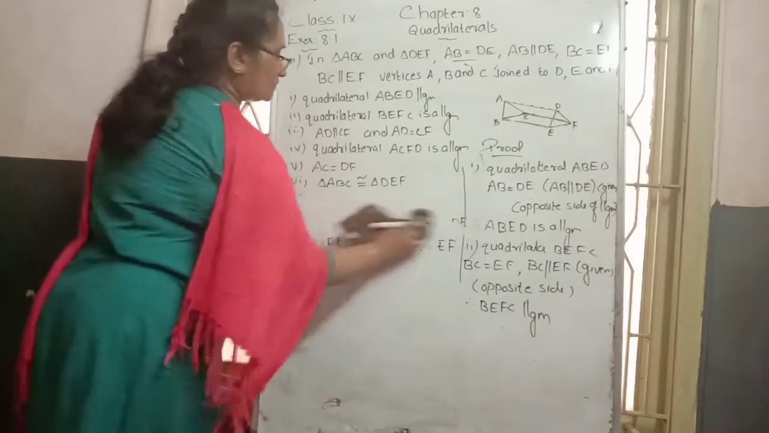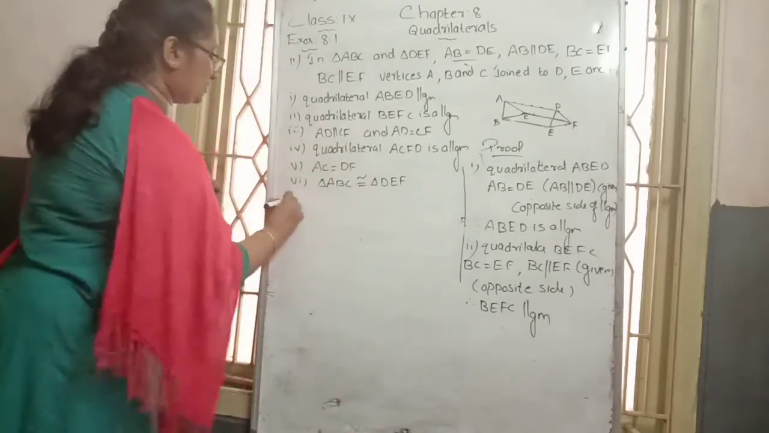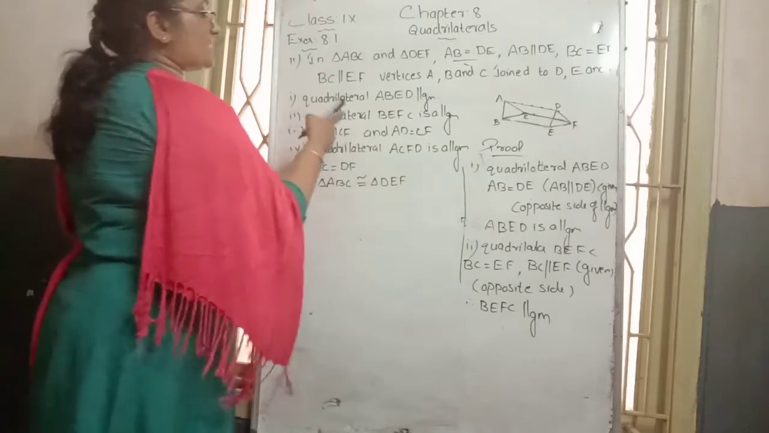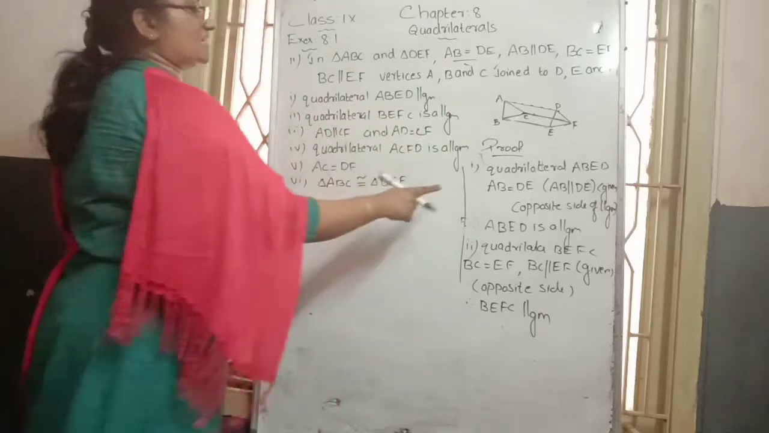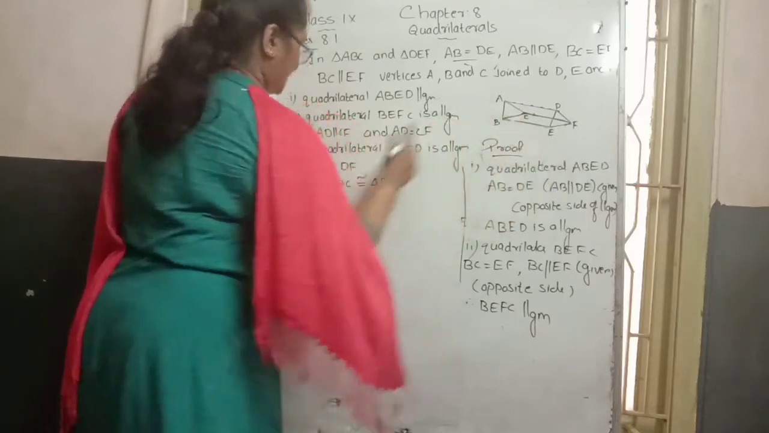Third case, how to prove that one? Third case also we can prove. What we want to prove is AD is parallel to CF and AD is equal to CF. First we consider our first quadrilateral, which is the ABED quadrilateral.